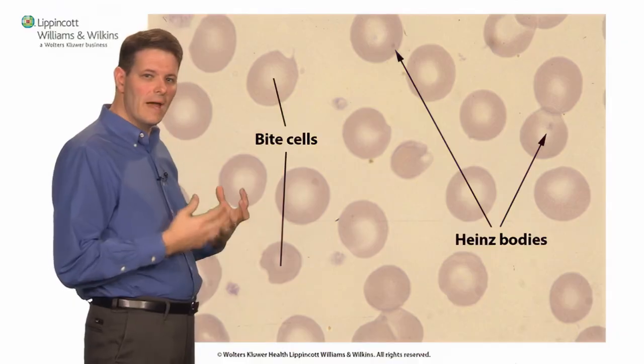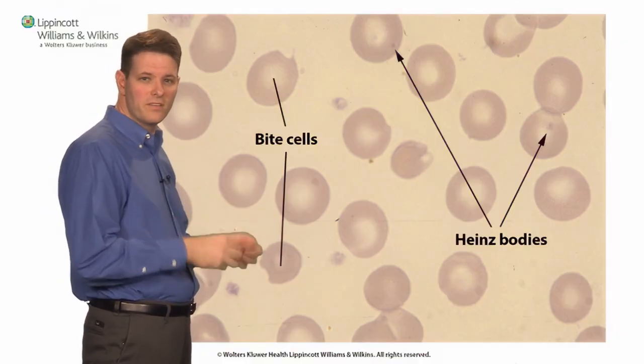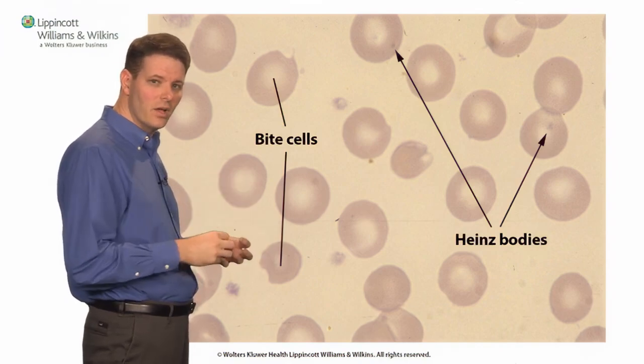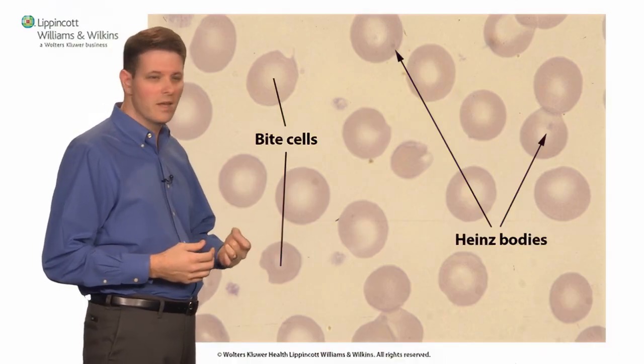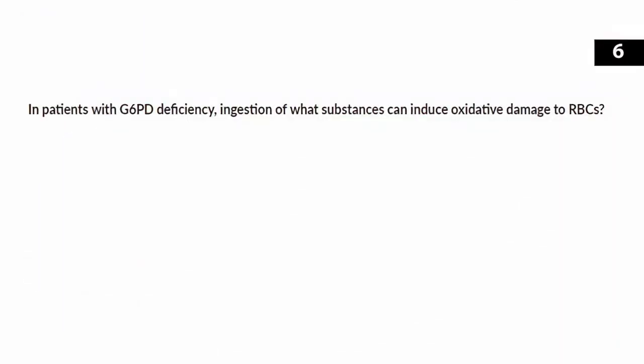So as these abnormal red cells with Heinz bodies pass through the spleen, the macrophages of the spleen recognize them as abnormal and literally take a bite out of the cell to remove the Heinz bodies. So macrophages remove the Heinz bodies, and that results in Bite cells. In your study guide, there's a question that says, in patients with G6PD deficiency, ingestion of what substances can induce oxidative damage to red cells?